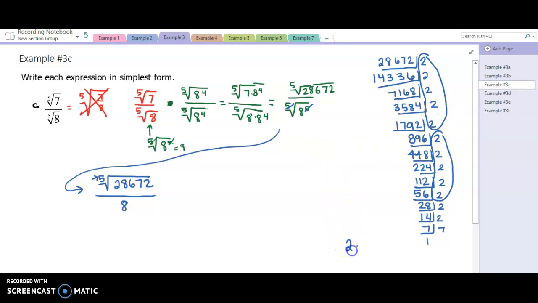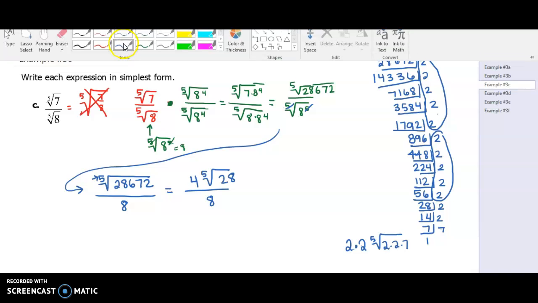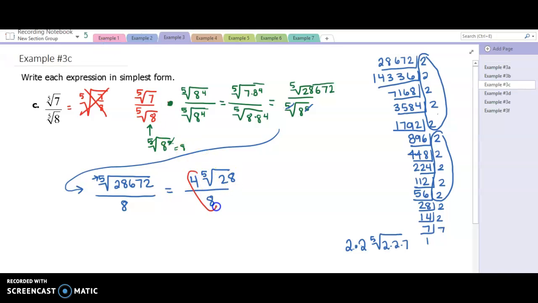Okay, so we have 2 groups of 5 2s. So out front will be 2 times 2. And then 5th root of 2 times 2 times 7. Okay, so I can simplify this. Remember, we just have the 8 on the bottom. The top we have 2 times 2 is 4 times the 5th root of 28. Okay, we're almost done. We have one last thing to do. Notice 4 over 8 reduces to 1 over 2. So I could have 1 times the 5th root of 28 over 2. Realistically, we don't need the 1, so just the 5th root of 28 over 2. That would be our final answer.